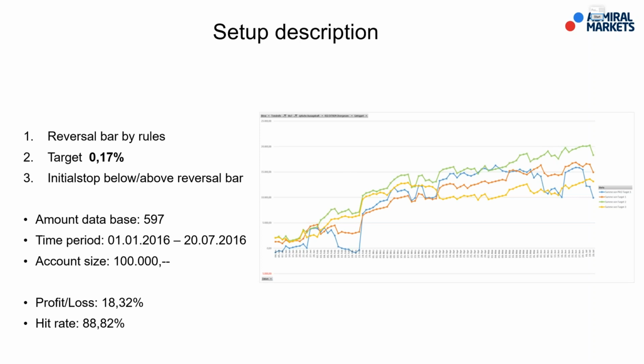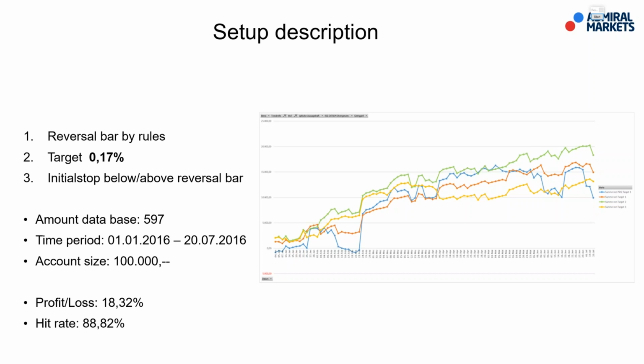Reversal bars, if you hold on the 5 rules. That's important. Number 1, reversal bars by our rules, and you are working with a target. Maybe your target is really close to your open. We made some different exercises. Maybe you have a target at 0.70%. I know it's really close, but you can see the profit loss during the year is 18%.